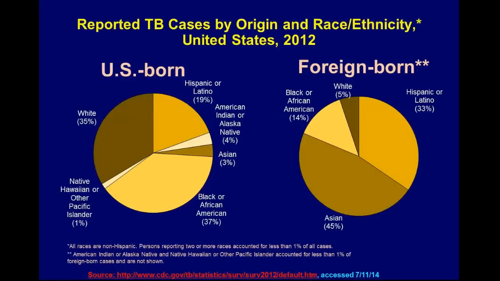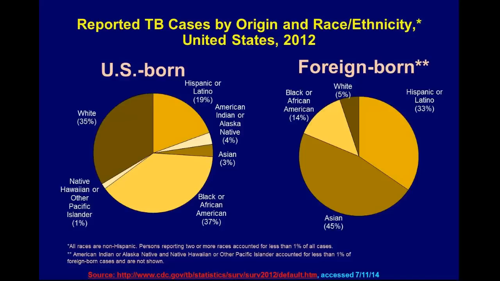For the cases reported by origin and race ethnicity, as you can see, Caucasians contribute about 35%, African American 37%, Latino population about 19%. Out of the foreign-born individuals, the majority, about 45%, are in our Asian population, followed by our Latino population, and about 14% in our African American population.